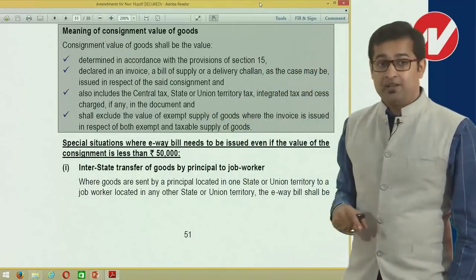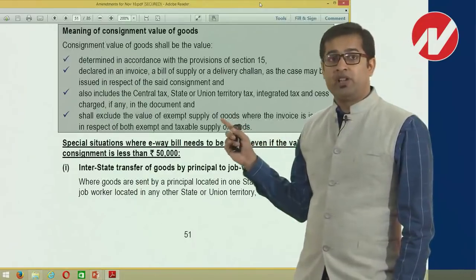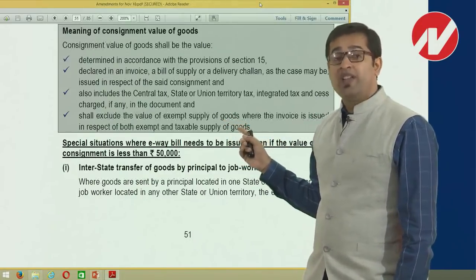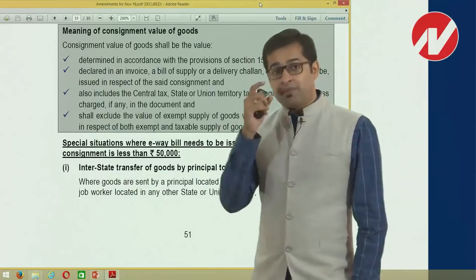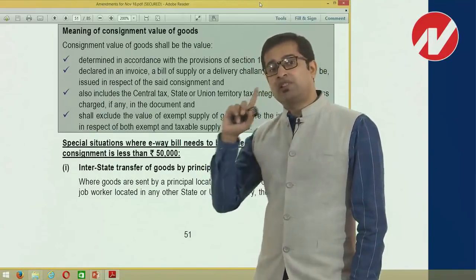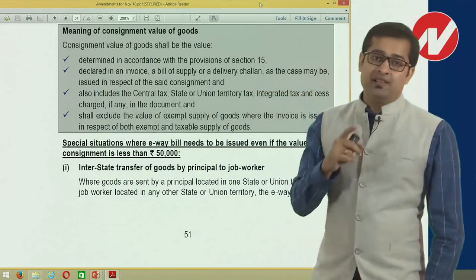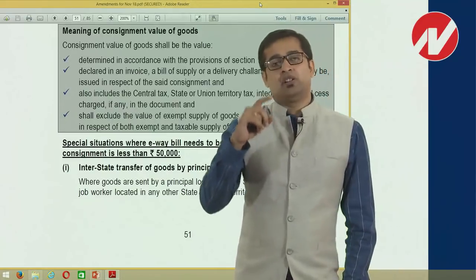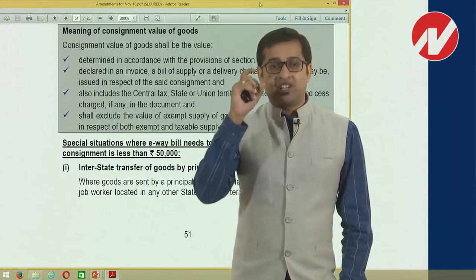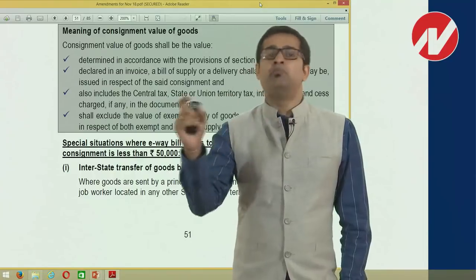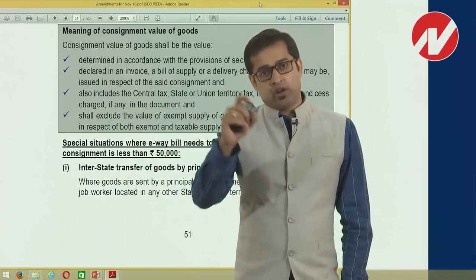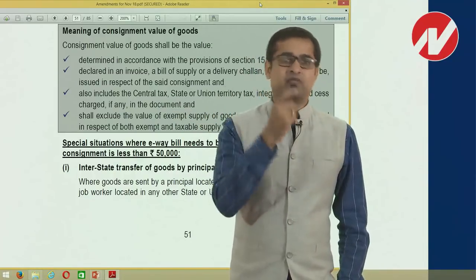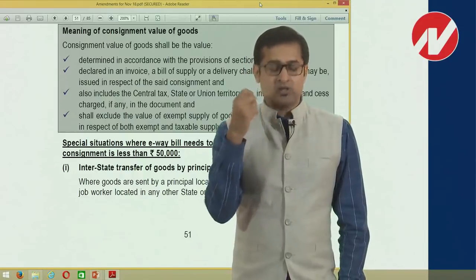And there is one more point which says value shall exclude the value of the exempt supply. So for example, if in a single invoice, as we have discussed in the invoice part, in a single document there can be a tax invoice cum bill of supply. So for an exempt product it will be a bill of supply, for a taxable product it will be a tax invoice.